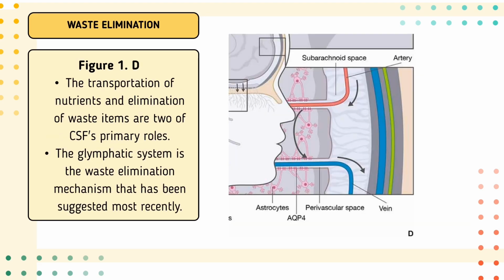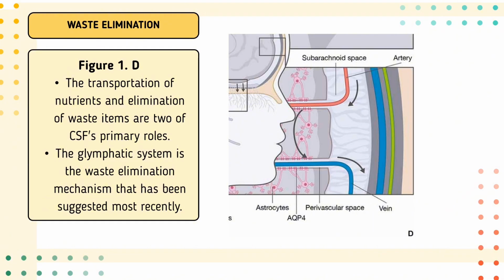For the waste elimination, the transportation of nutrients and elimination of waste items are two of CSF's primary roles. The lymphatic system is the waste elimination mechanism that has been suggested most recently. Through processes such as the AQP4 water channels at the astrocytic end feet, the CSF penetrates the brain parenchyma from the perivascular spaces surrounding arteries. CSF diffuses and combines with waste products and interstitial fluid within the brain parenchyma. Through pathways such as AQP4 water channels.